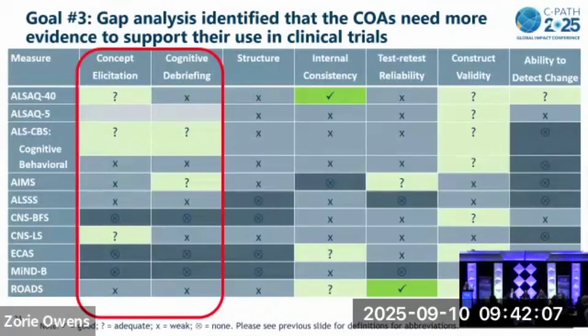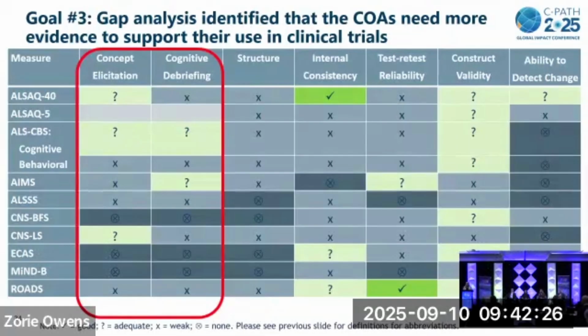And so someone can now come and say, hey, you know what? I'm going to focus on one of these scales on the left-hand side. And I now know what the gaps are. What evidence now do I need to add? Well, we now know what the gaps are. And can we build that into our study to support the use of this COA?